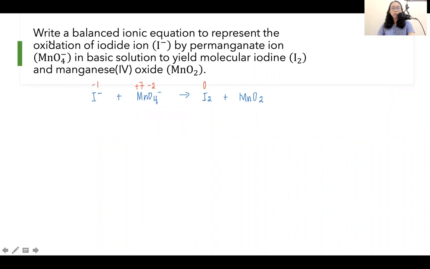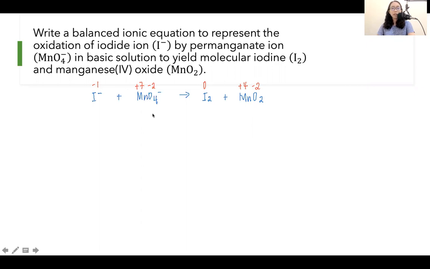How about manganese 4 oxide? Oxygen here, again, by rule number 3, has an oxidation number of -2. And using rule number 6, manganese has an oxidation number of +4.